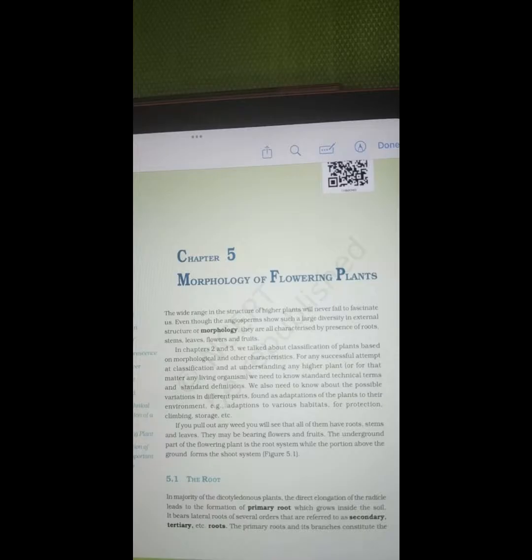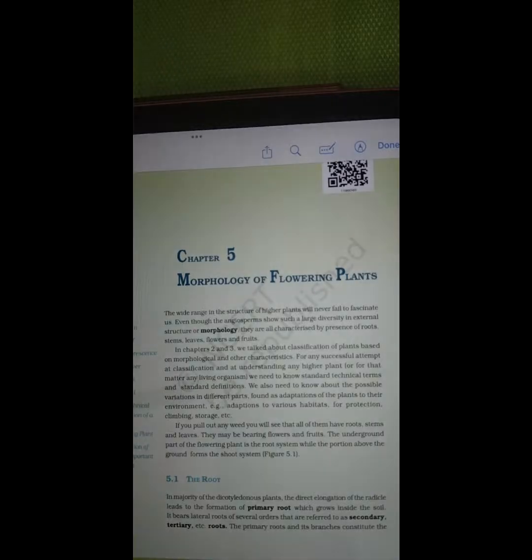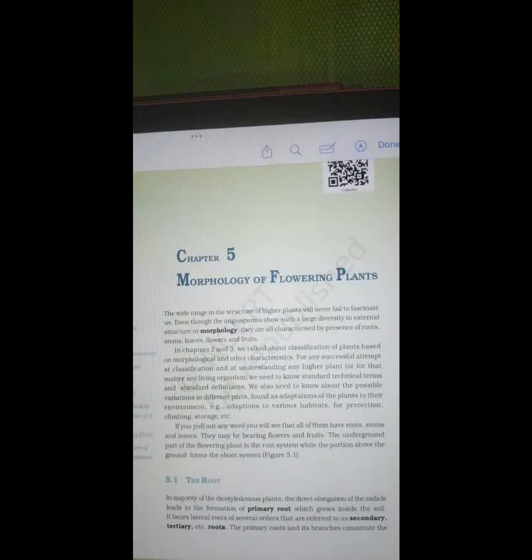In this live session today, I will be telling you the difficult words of chapter 5, Morphology of the Flowering Plants. This is being taken from NCERT of class 11. So this is Biology, class 11th, NCERT, chapter number 5, Morphology of the Flowering Plants. We will learn how to pronounce and we will also understand the meaning simultaneously.